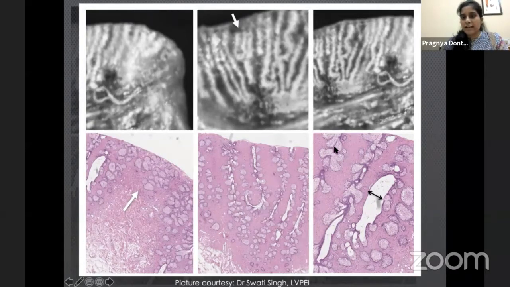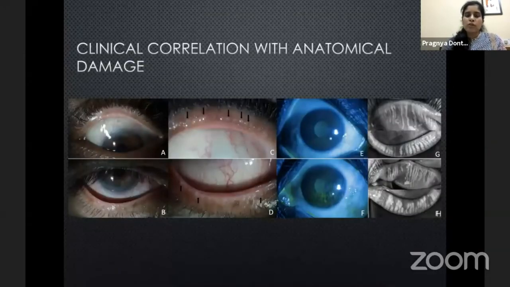Also, the swollen glands represent swollen glands on the histology. So this just helps us to understand that what we are imaging is pretty much correlating to the histological damage that is seen. And also there is some degree of clinical correlation.